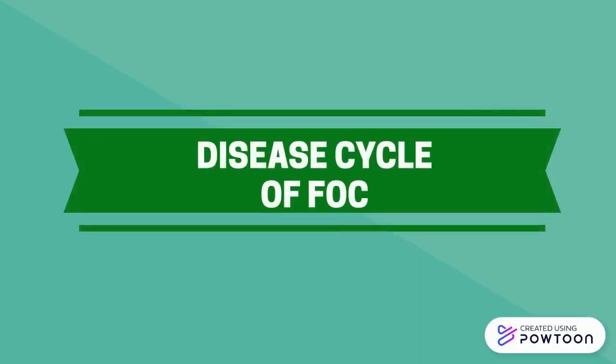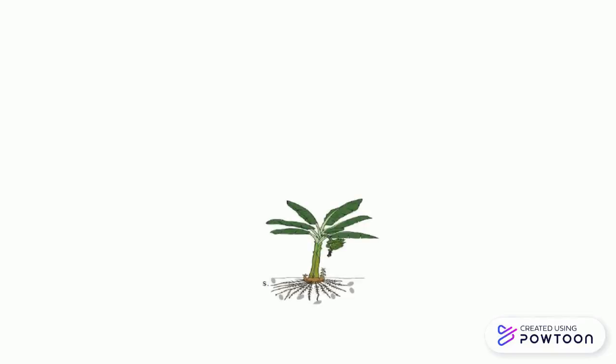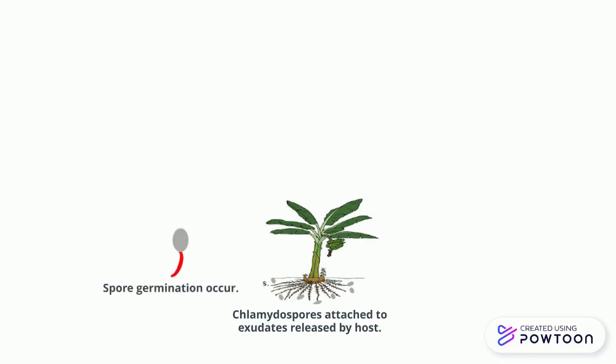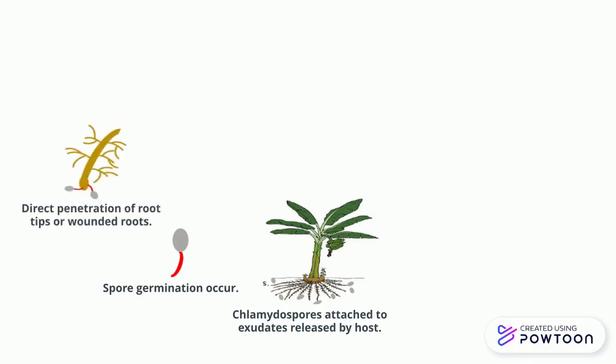Now, we will look at the disease cycle of FOC. Firstly, the FOC spores present in the soil adhere to the secondary or tertiary feeder root caps 1 to 2 days post-infection. Then the spores germinate upon stimulation by root exudate, followed by root invasion through hyphae penetration into the cell wall or wound.